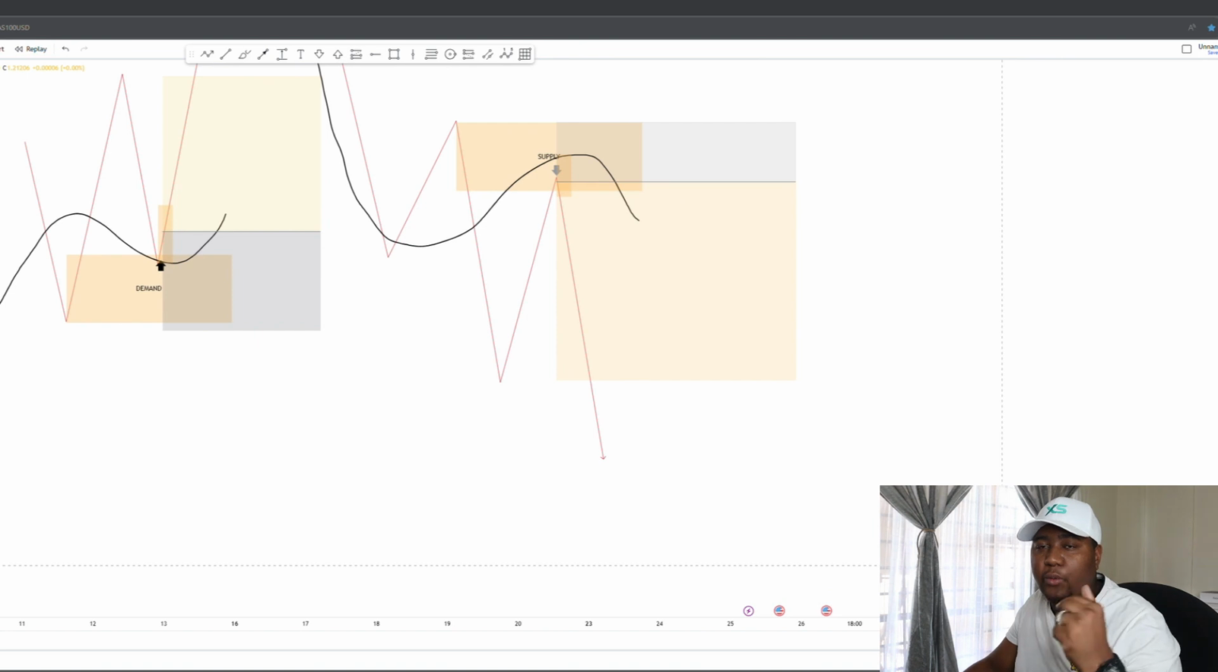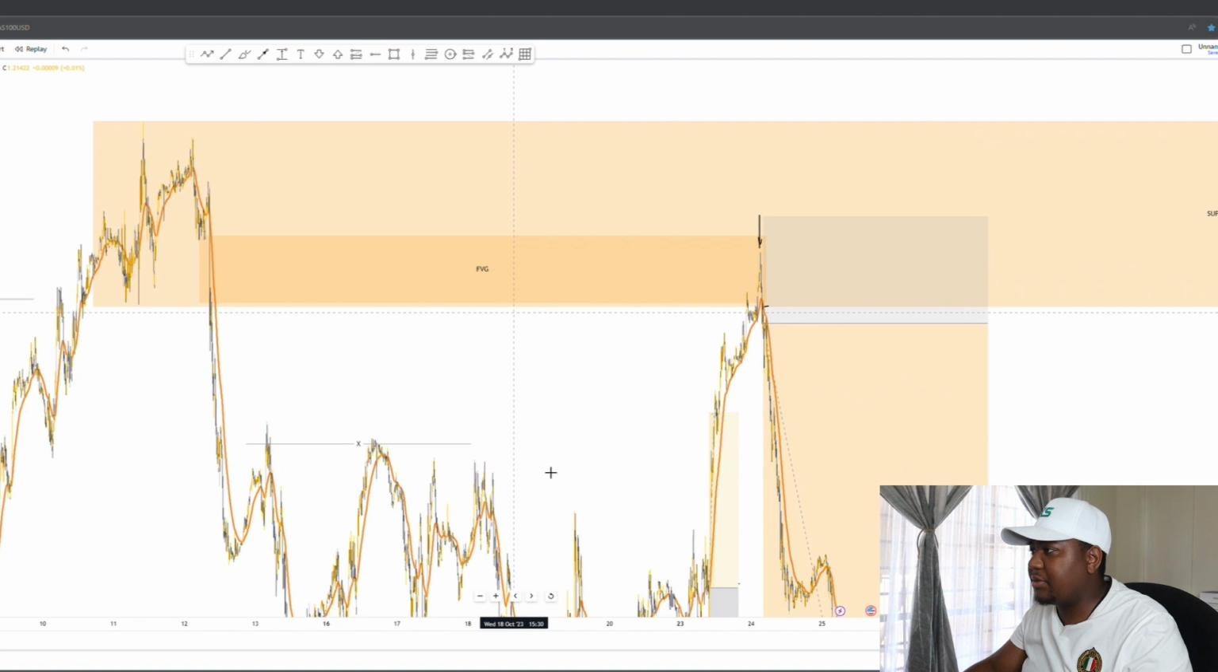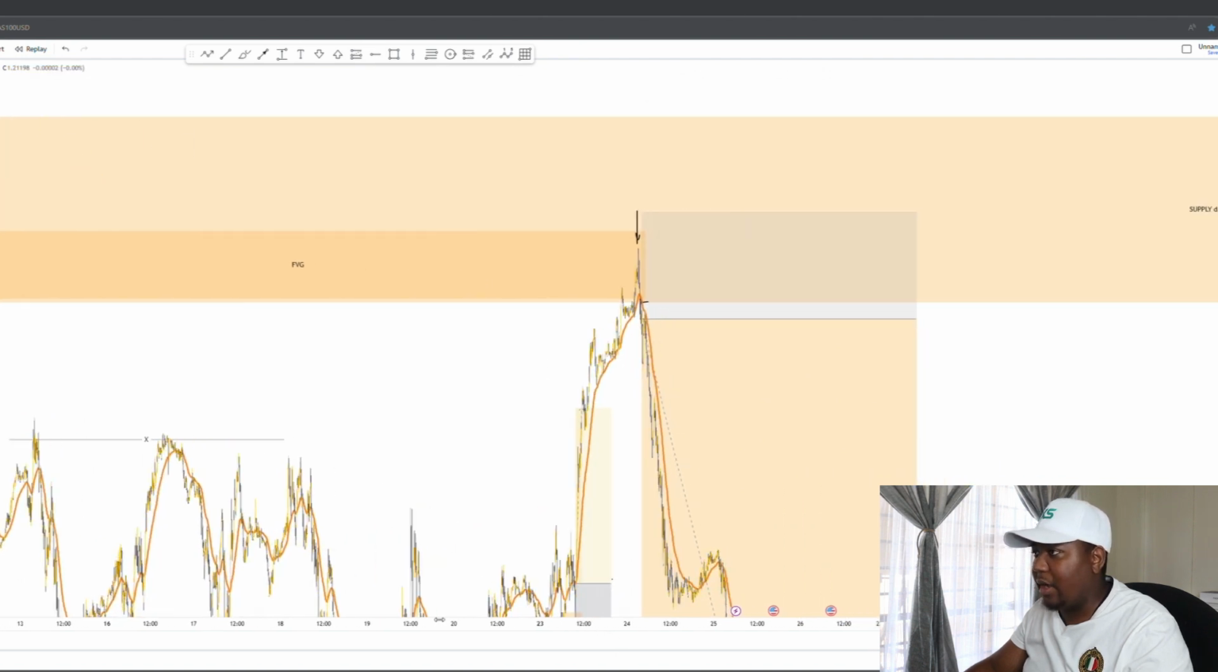Does it make sense? Now we're going to move on to the next thing right here, as we've already cleared up the concepts. And as you can see, my chart is right there.